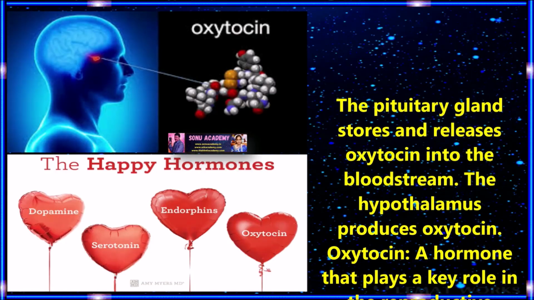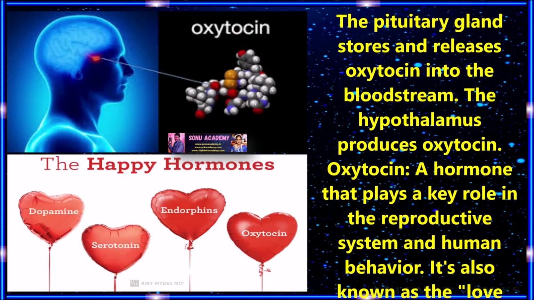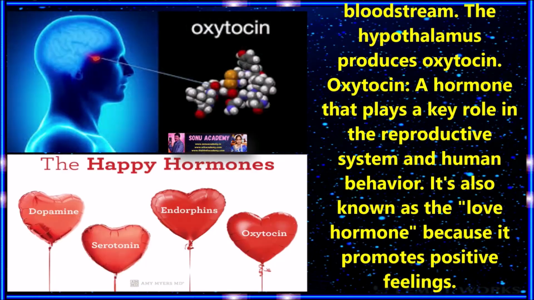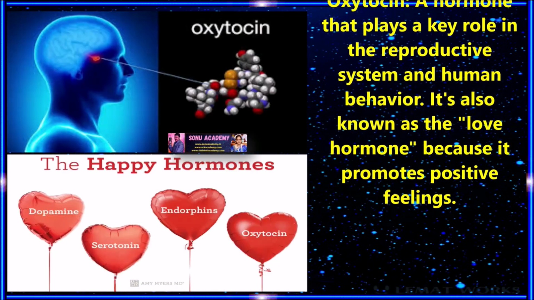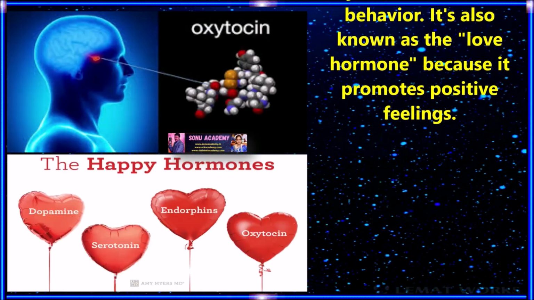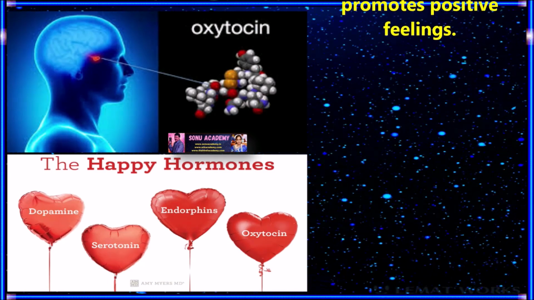The hypothalamus produces oxytocin. Oxytocin is a hormone that plays a key role in the reproductive system and human behavior. It is also known as the love hormone because it promotes positive feelings.